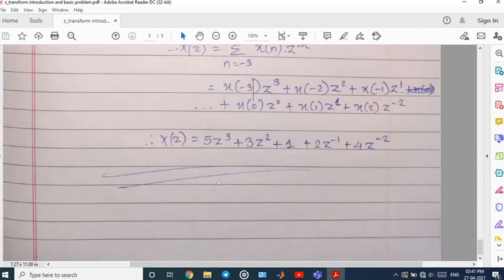And today we have seen introduction to z transform, relation between z transform and discrete time Fourier transform, and some basic problems on z transform. So in the next lecture we are going to start with the complex problems on z transform, which includes the region of convergence.